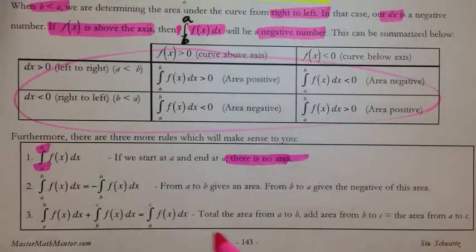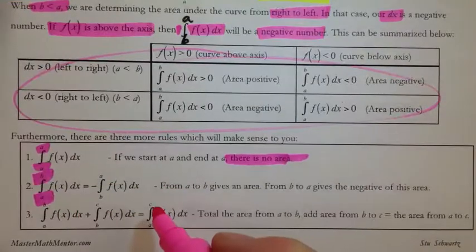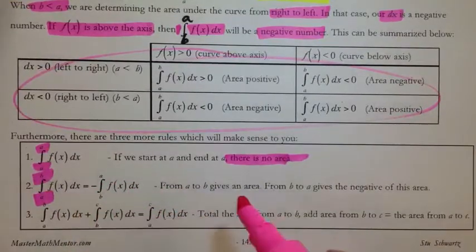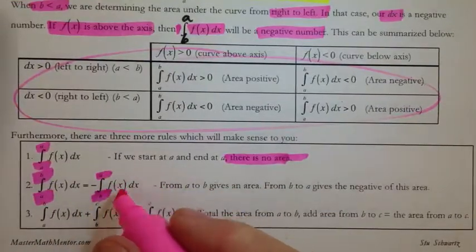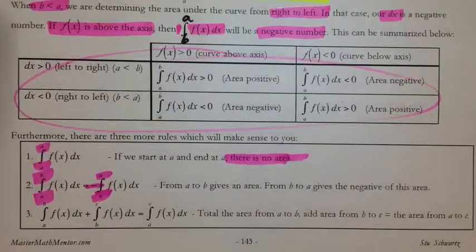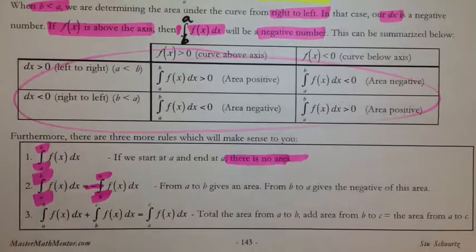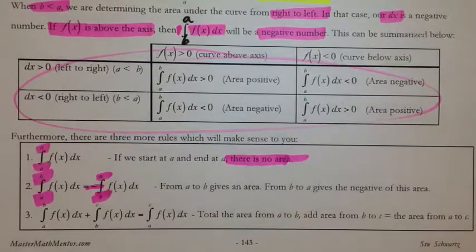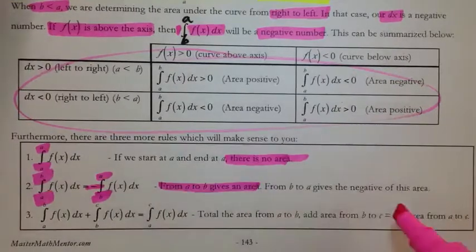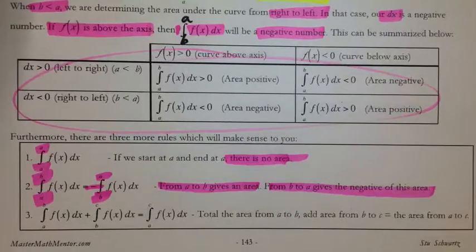Then, if you integrate from a to b, you're going to get the exact same number as if you flip-flop the limits of integration and integrate from b to a, but as a negative number. You get the opposite. Sometimes flipping the limits of integration is helpful when you're solving integral problems, so you'll see the practical application of this later. From a to b gives area, b to a gives the negative of this area. So it's still area, but b to a gives you the negative.